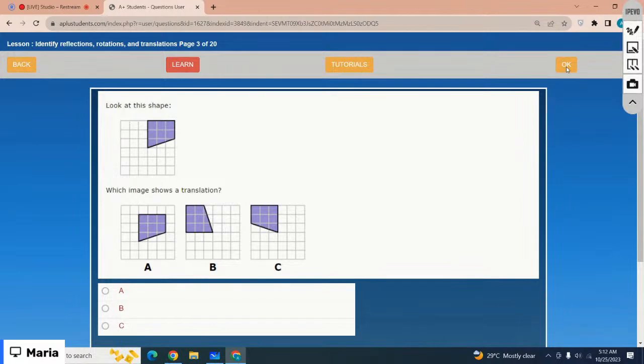Okay, look at this shape. Which image shows a translation? A, B, C. Which is the correct option? A is the translation. Very good. The correct option is A.